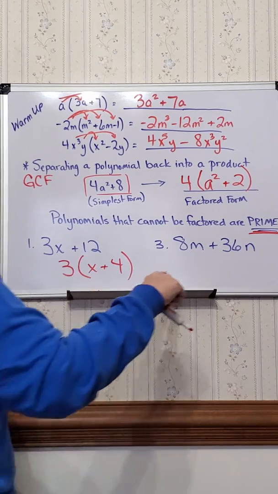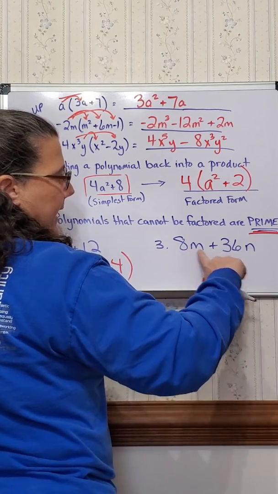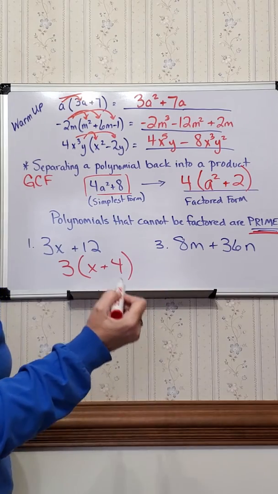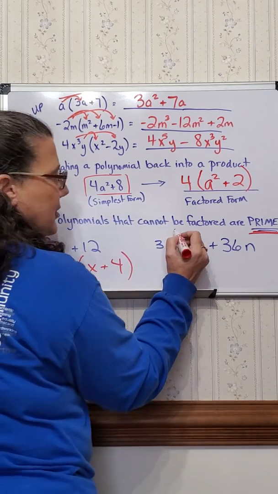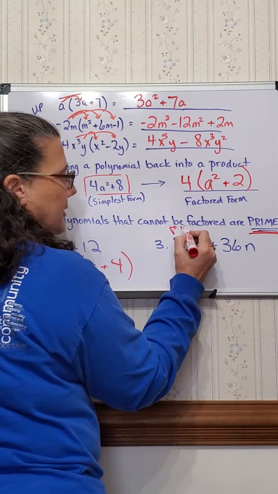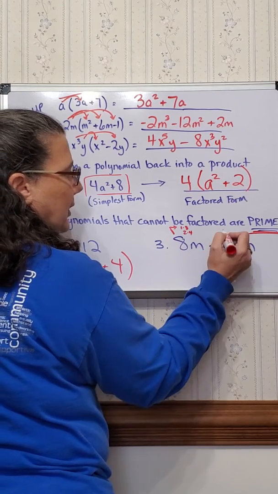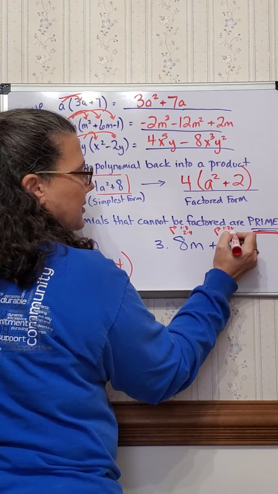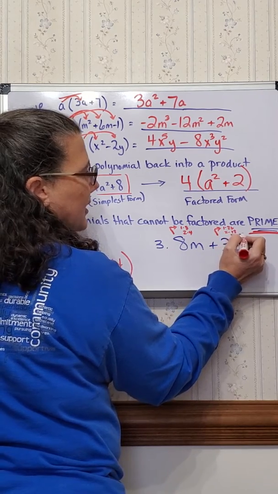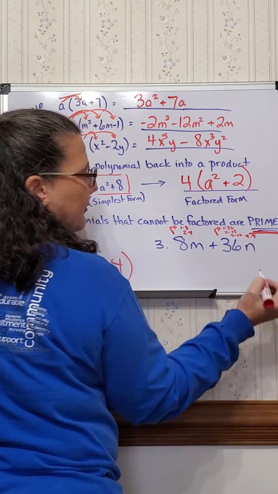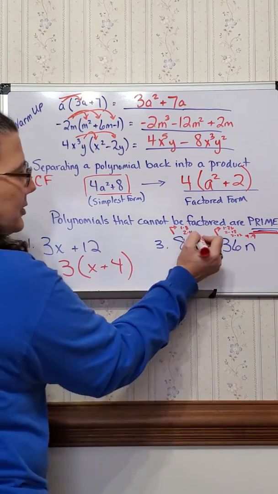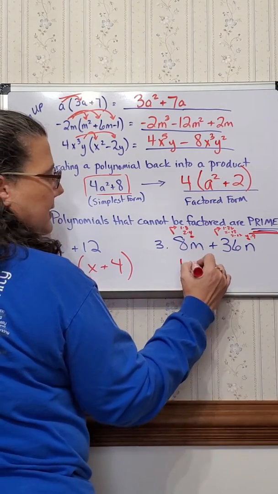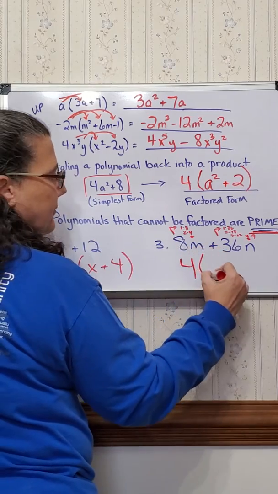Looking at number 3, I have an 8 here, and I have 36 there. So if I look for my greatest common factors, and if you have to, go ahead and write down, all right, well, this is 1 times 8, 2 times 4. This is 1 times 36, 2 times 18, 3 times 12, 4 times 9. And you'll see that the greatest common factor is the biggest number that goes into both of them. So in this case, it's going to be 4. I'm going to pull out my 4.